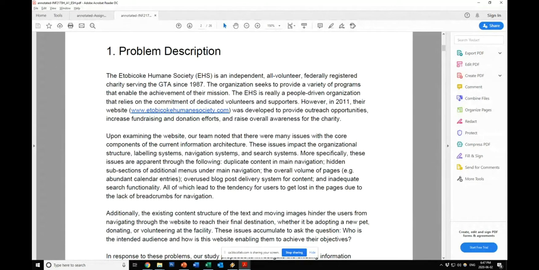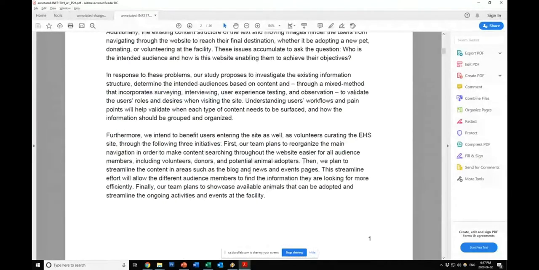But the nice thing is that they also begin to look at the many issues with the core components of the current information architecture. These issues impact the organizational structure, labeling systems, nav systems, and search systems. More specifically, these issues are apparent through the following: duplicate content, hidden subsections of additional menus in the main navigation, the overall volume of pages, and an overused blog post delivery system for content. So they're identifying up front the issues that they're beginning to find with the website, and saying, here's how we're thinking of improving things.